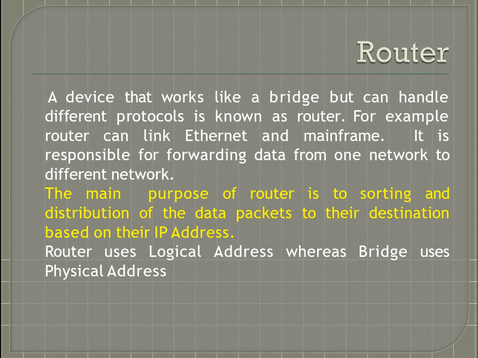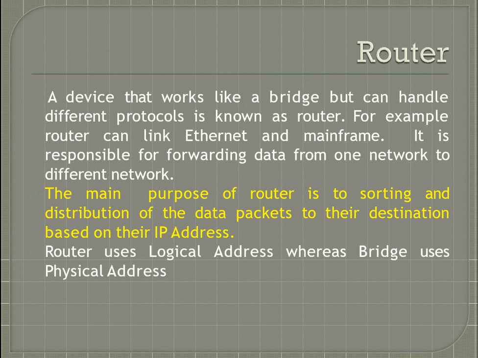A router is a networking device which forwards data packets from the source machine to the destination machine by using the shortest path, based on their IP address. So a router uses logical addresses, whereas a bridge uses physical addresses.